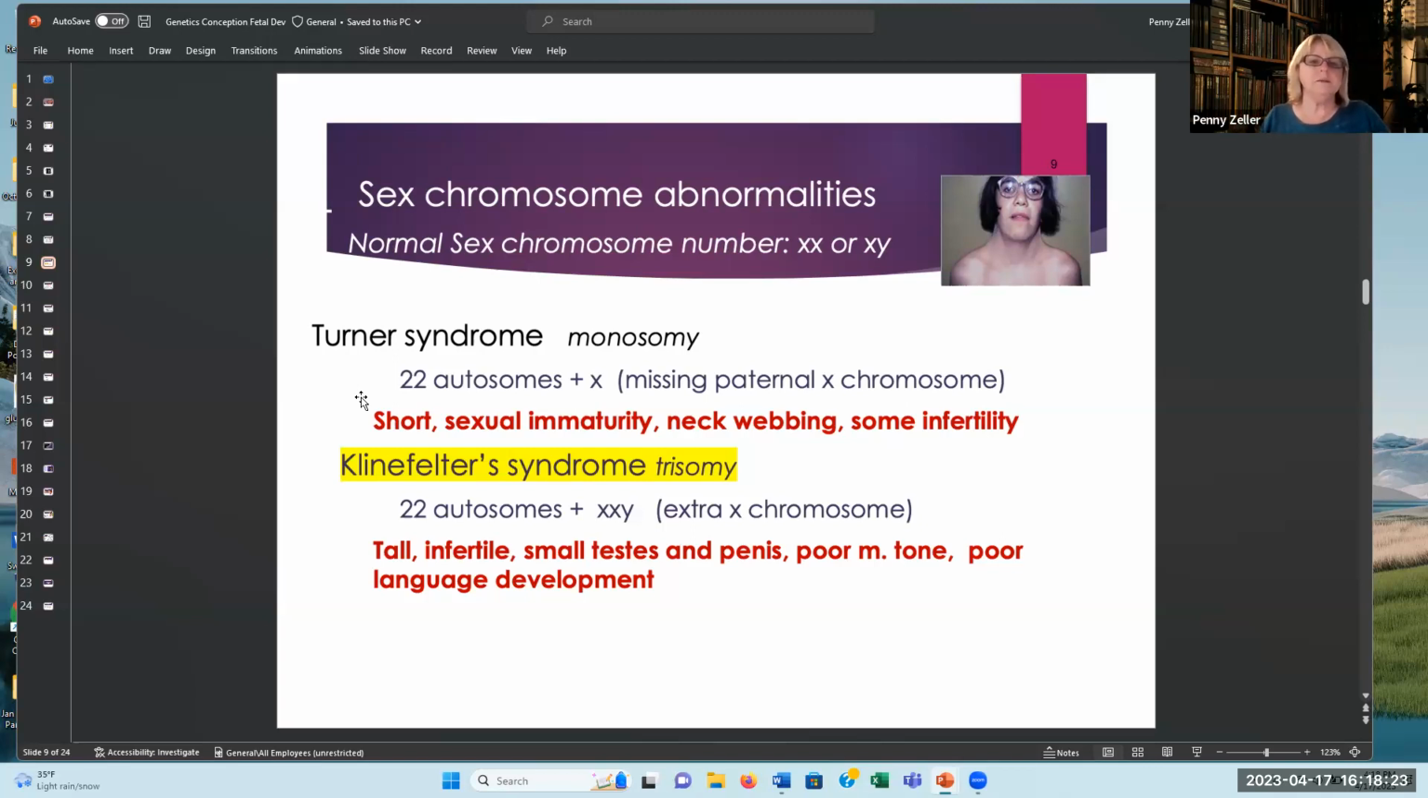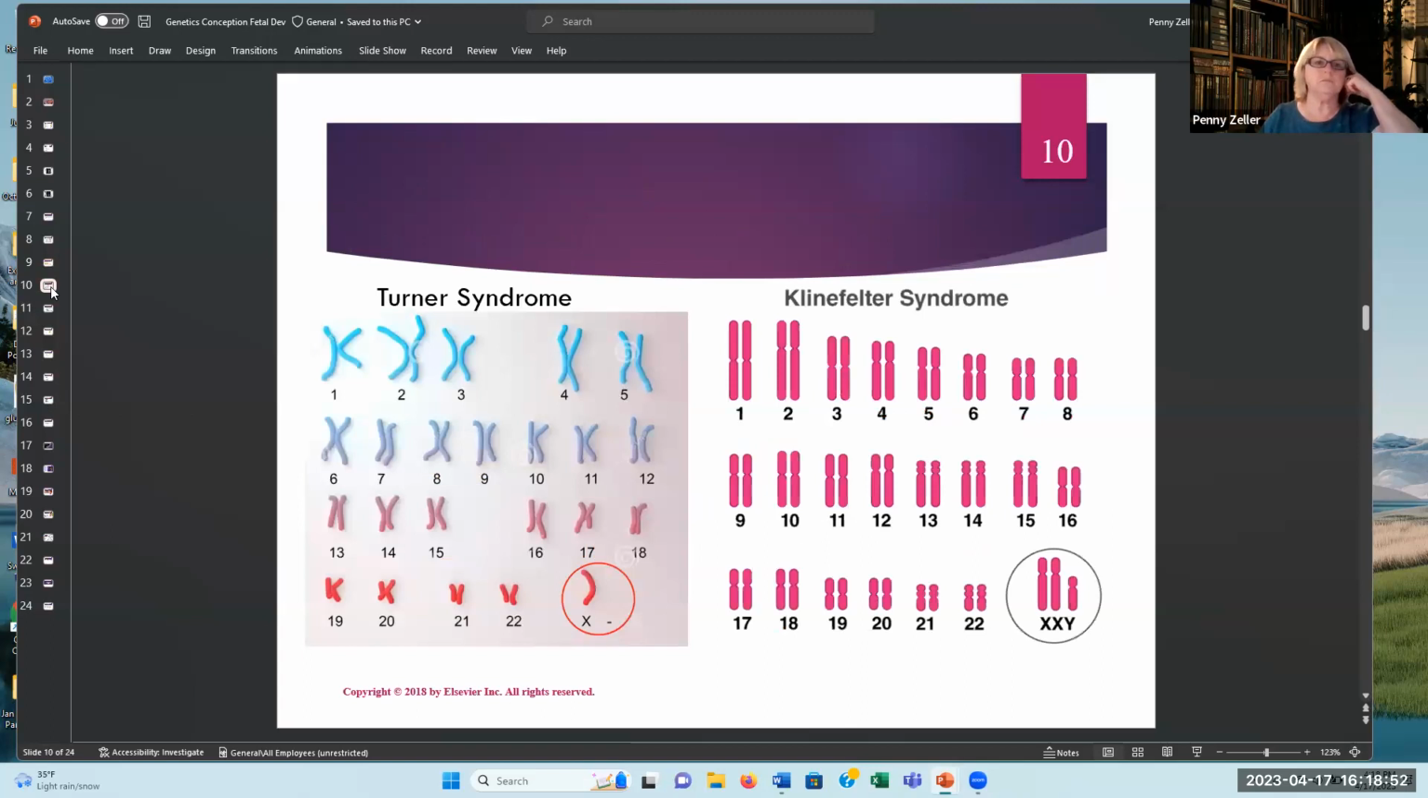And then Klinefelter is mainly the males. It is the male. And because they have the extra X, they tend to be more effeminate or tall, and they're infertile. Their testes are small and their penis is small. They have poor muscle tone and poor language development. Okay, so that's the 2 sex chromosome abnormalities. You don't have to know the Turner and the Klinefelter for OB exams. I don't think they're on the HESI, but I don't know.